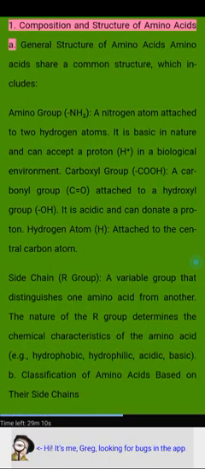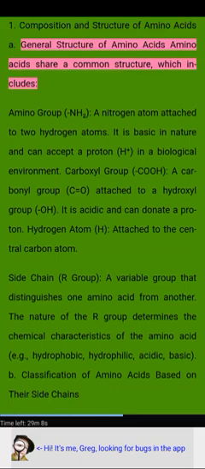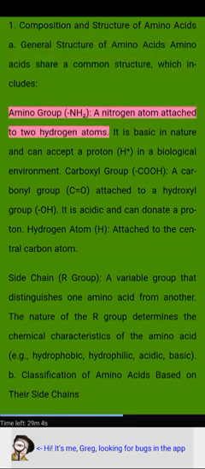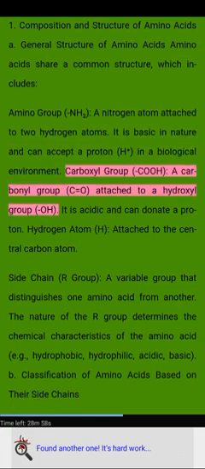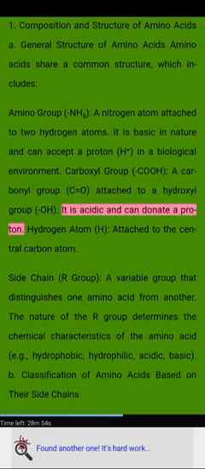1. Composition and structure of amino acids. A. General structure of amino acids. Amino acids share a common structure, which includes an amino group (NH2), a nitrogen atom attached to 2 hydrogen atoms. It is basic in nature and can accept a proton (H+) in a biological environment. Carboxyl group (COOH), a carbonyl group (C=O) attached to a hydroxyl group (OH). It is acidic and can donate a proton.